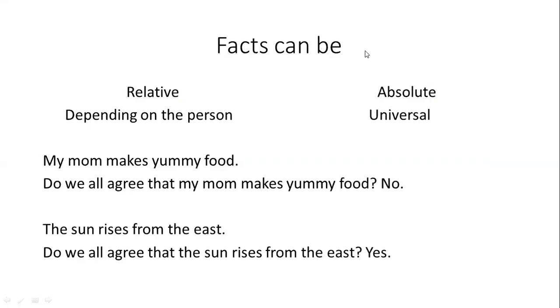Now, remember, facts are of two types, relative and absolute. What's the meaning of a relative fact? It means I consider it a fact if it depends on a person. For example, my mom makes yummy food.